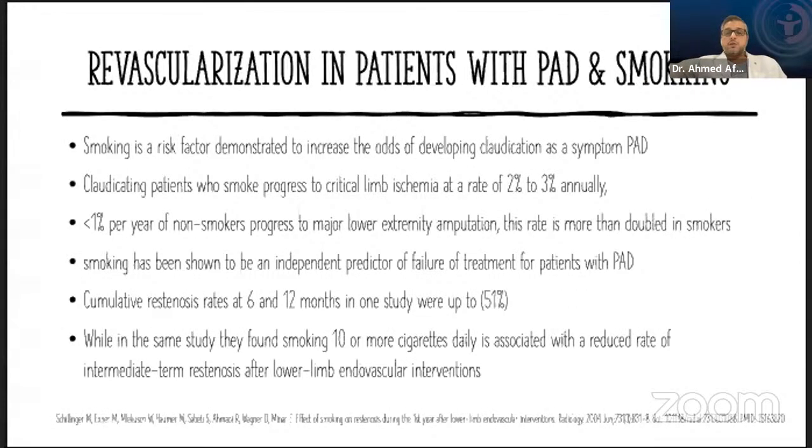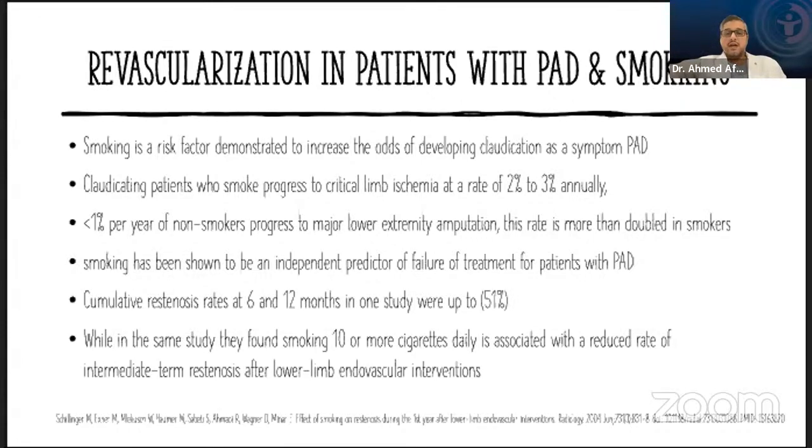Revascularization in patients who are smoking is a bit problematic, especially for me. Anyway, as we know, smoking is a major risk factor, and claudicant patients who smoke progress to critical limb ischemia at a rate of 3% annually, with double the risk of amputation versus non-smokers.